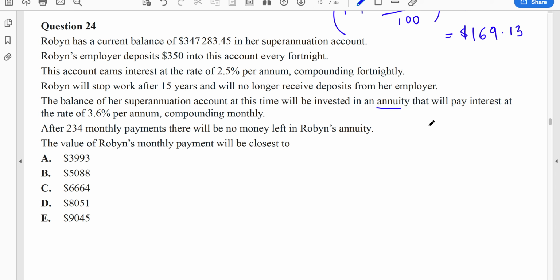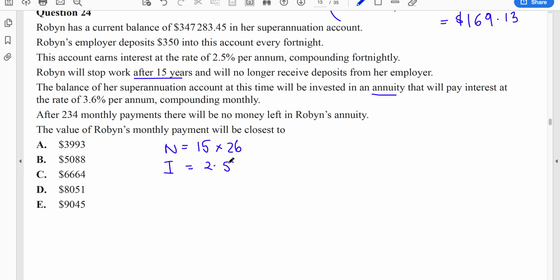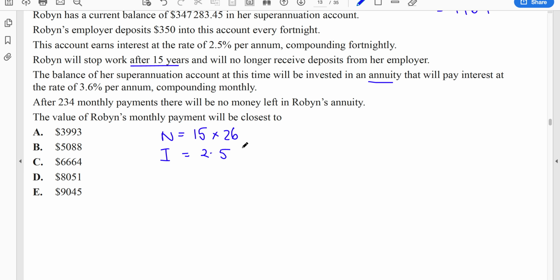So the first thing that we don't know, that we need to know, is how much money does Robin have after 15 years? So your first step is to work that out. We're told it's fortnightly, so 15 times 26. I is 2.5. We're also told that. PV, we're told as well, is what she's got in her super right now. Just make sure you put a negative on that because it is an investment. Negative for investments in the finance solver.